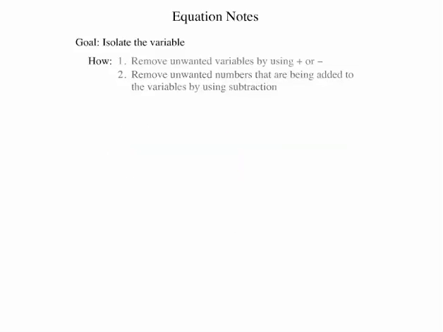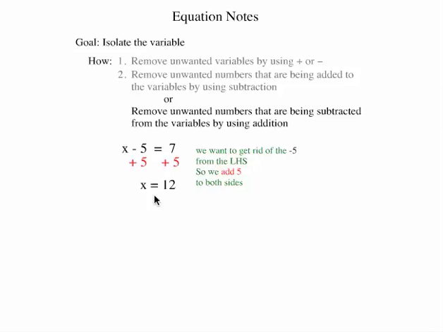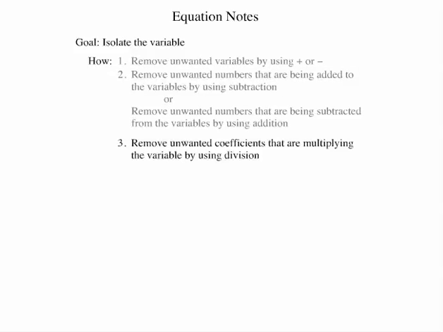Ta-da! All right, or what if we want to remove unwanted numbers that are being subtracted from the variables, by using addition? So if you had x minus 5 equals 7, I want to get rid of that minus 5. How do I get rid of minus 5? I'm going to add 5. But if I add 5 to the left-hand side, I have to add 5 to the right-hand side to keep everything balanced. So we want to get rid of the negative 5 from the left-hand side, so we add 5 to both sides. Ta-da! And that gives us x equals 12. All right, let's look at the next case.